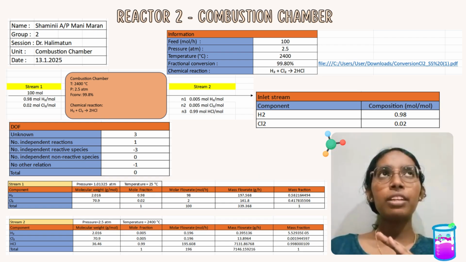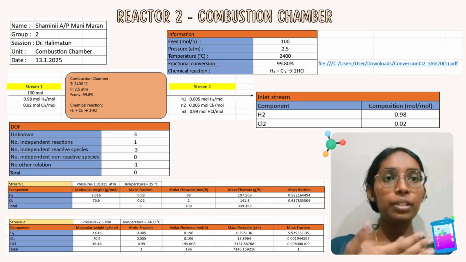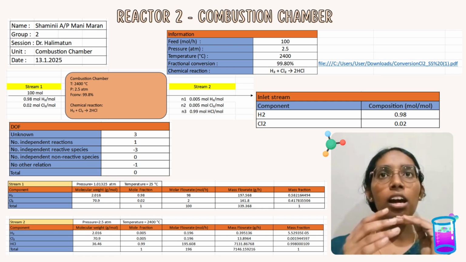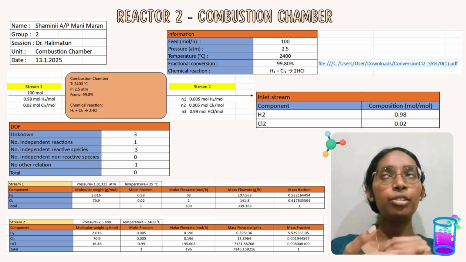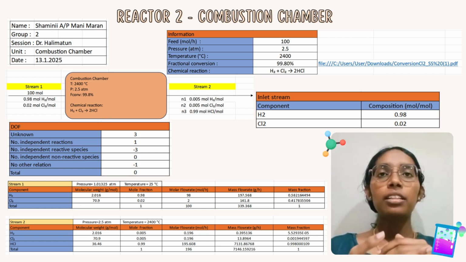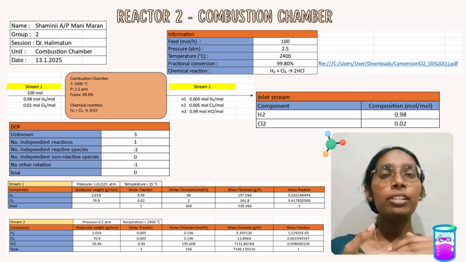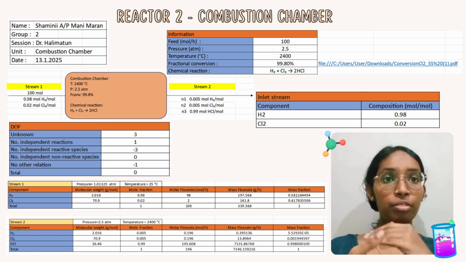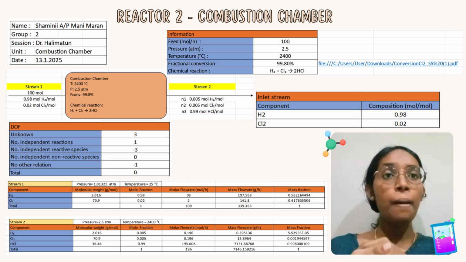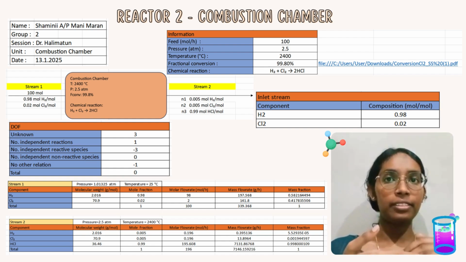The formula for fractional conversion is equal to moles reacted per moles fed. The moles fed is 100. So we will get the moles reacted as 97.804. To find the molar flow rate in stream 2 for hydrogen, you subtract 97.804 from the H2 in stream 1. We will get the answer 0.196.